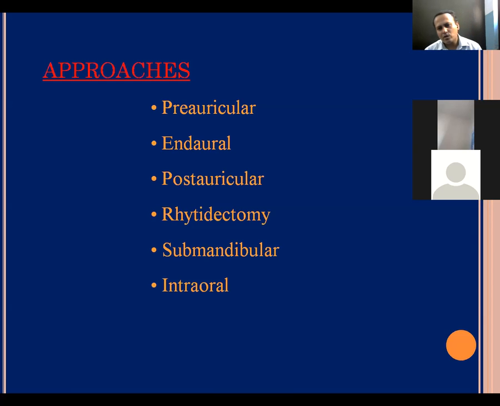Then the rhytidectomy approach is a combination of extension of preauricular into the retromandibular region. This is also a good approach, but the problem is damage to the facial nerve and the parotid gland is more in rhytidectomy approaches. But the access is very, very good because the preauricular region and the lower border of the mandible are also exposed.